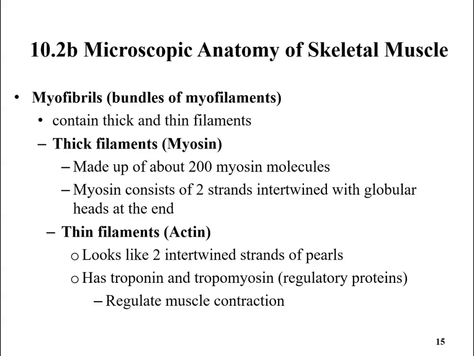So the myofibrils are going to contain thick and thin filaments. The thick filaments are made up of about 200 myosin molecules, and myosin itself consists of two strands intertwined with globular heads at the end, okay? Then you have your thin filaments. These are going to be actin, and these look like two intertwined strands of pearls. Actin has troponin and tropomyosin. These are regulatory proteins that are going to regulate muscle contraction, and we'll talk about that shortly.